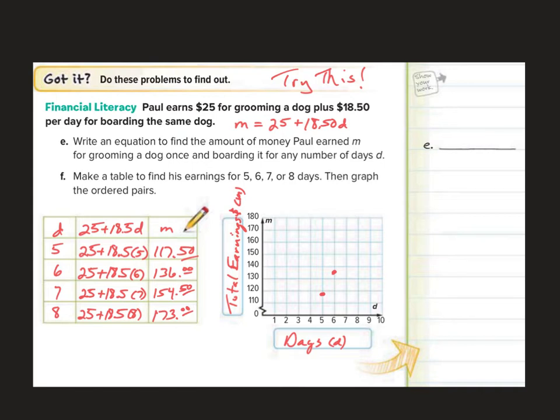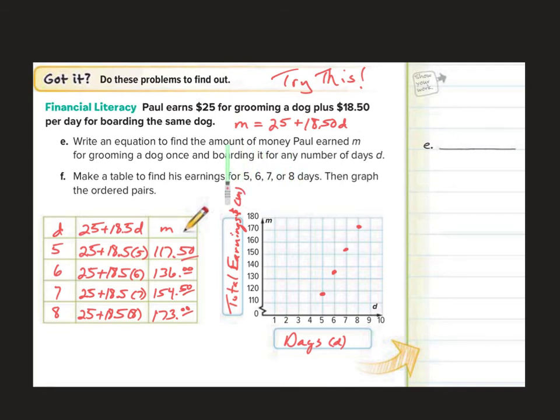At 7 days, we're at 154.50. So again, about halfway between 150 and 160. And then at 8, we're at 173. So just a little above, almost halfway between 170 and 180.